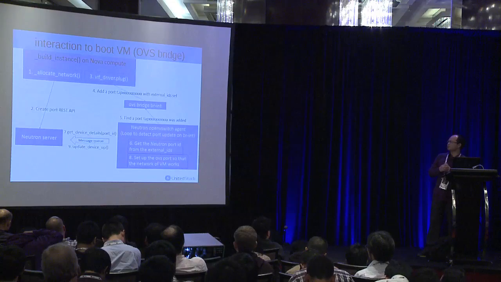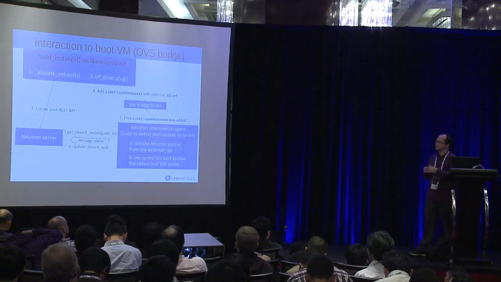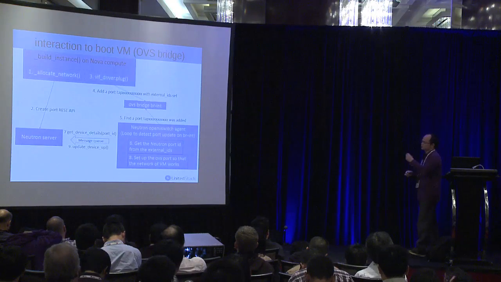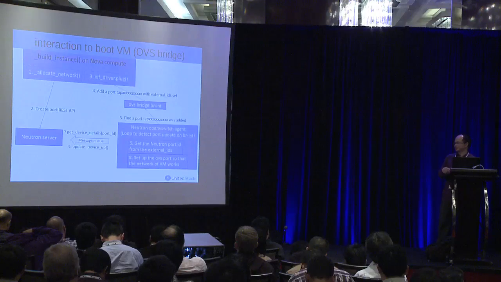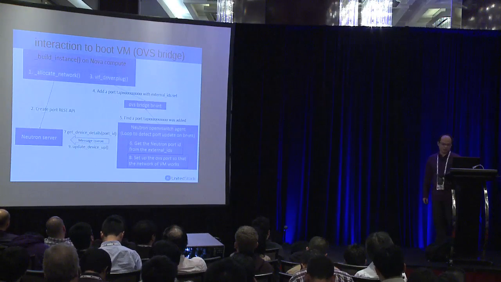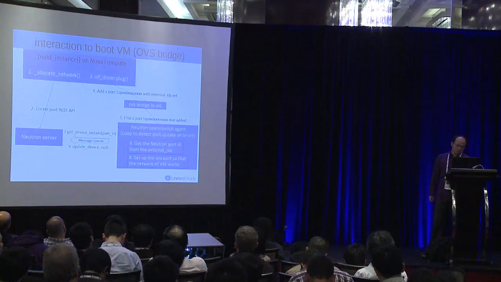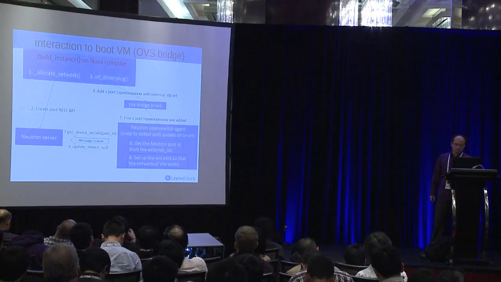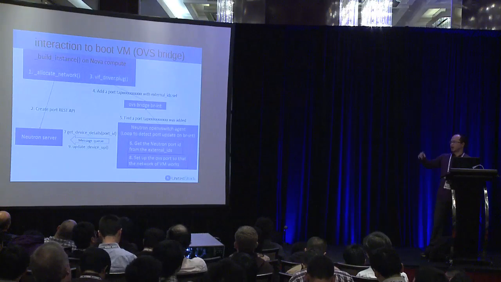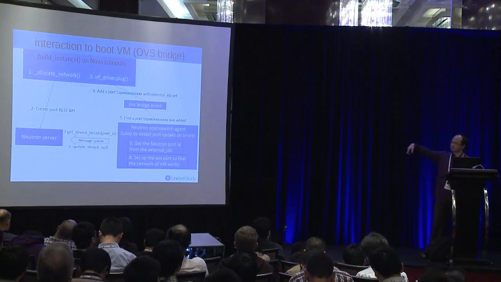The last important step is for the agent to notify the Neutron server that the port is up. So this is step nine, the update device up message is sent. So here we are using the previously talked about RPC message and the REST API is called.